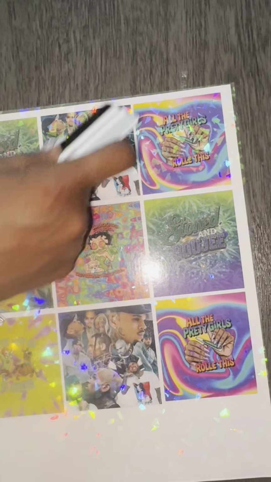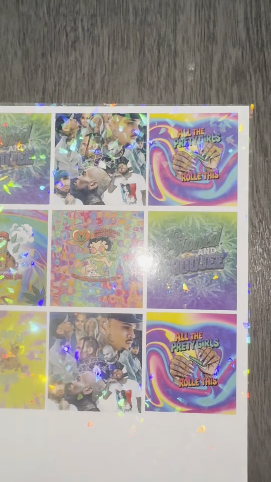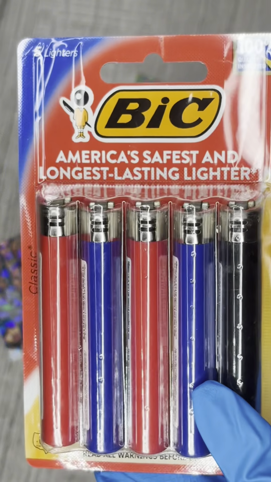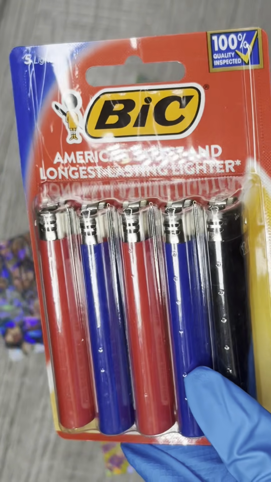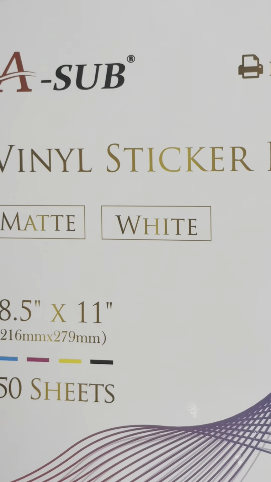But this is what it should look like. So no, the top is not sticky. It should not be sticky. That means you did it backwards or something, because I don't even know how you could do that. But that's all I did, and I cut it out by hand. These are the lighters that I use. They came from Walmart. This is the A-Sub vinyl sticker paper from Amazon, and I will link the holographic sheets because I had no idea what I did with the packaging.